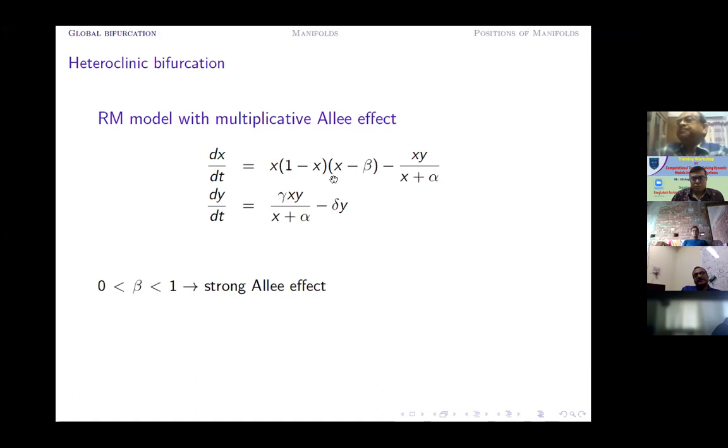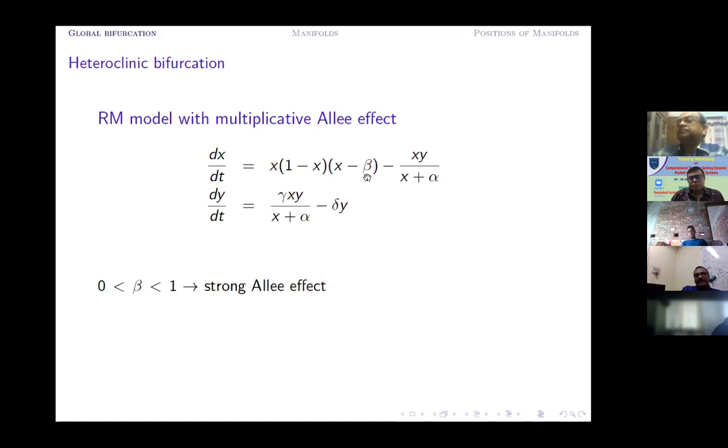Ecologically, it means that if prey density falls below the value beta, because beta lies between 0 and 1, then in the absence of predator, you can see the per capita growth rate of prey is negative, and this is called strong Allee effect. So if you think about the per capita growth rate of the prey population in the absence of predator, it is positive only when x lies between beta and 1.